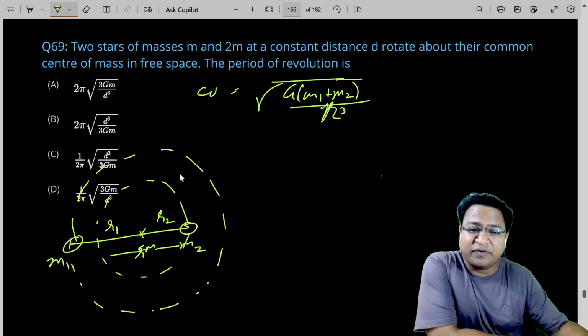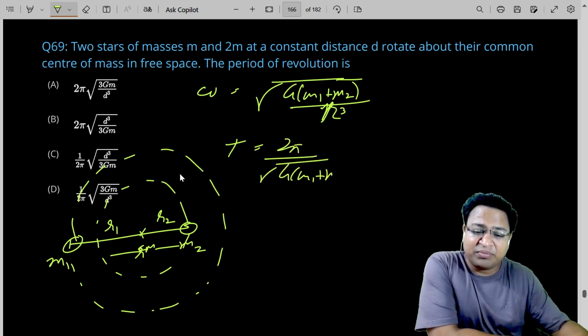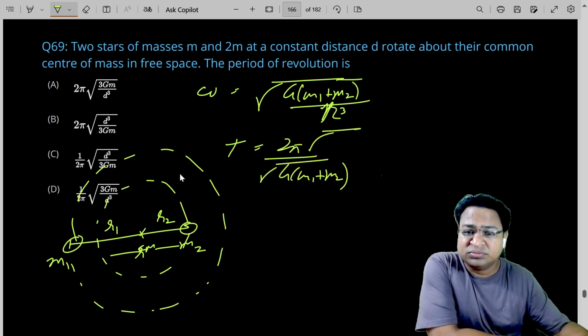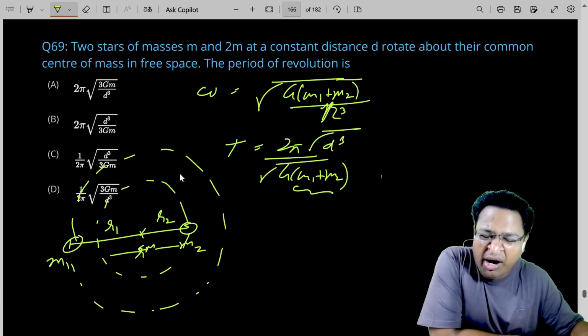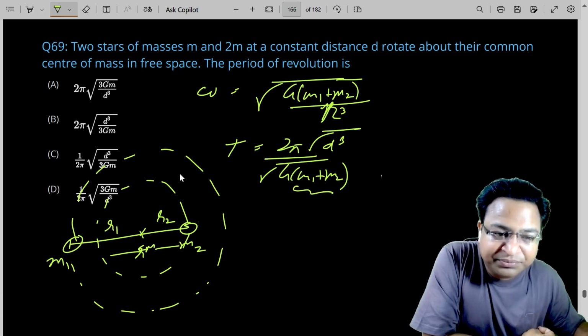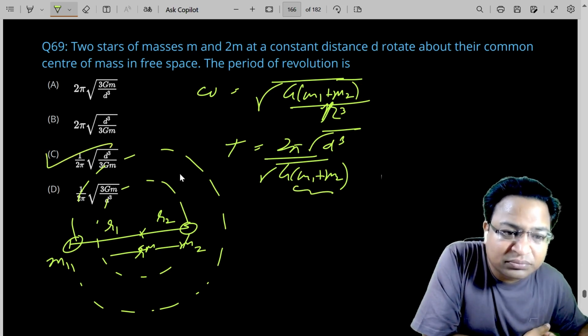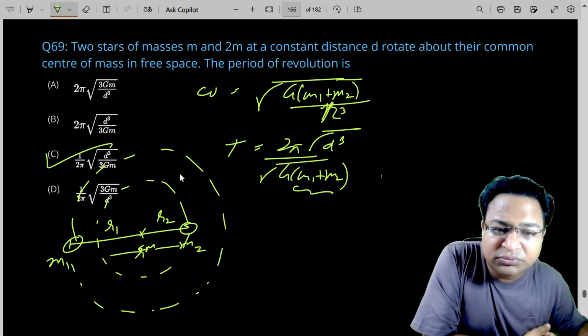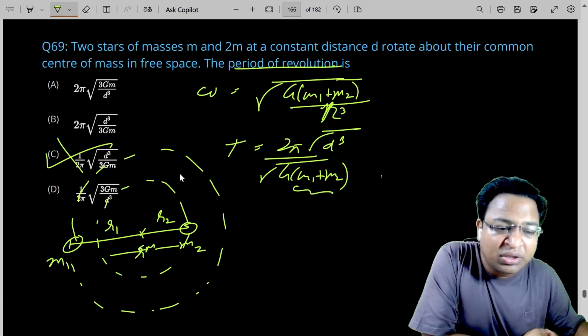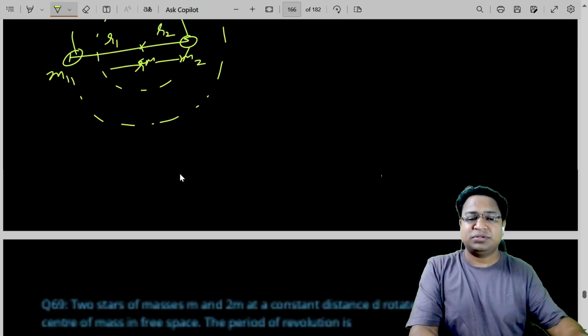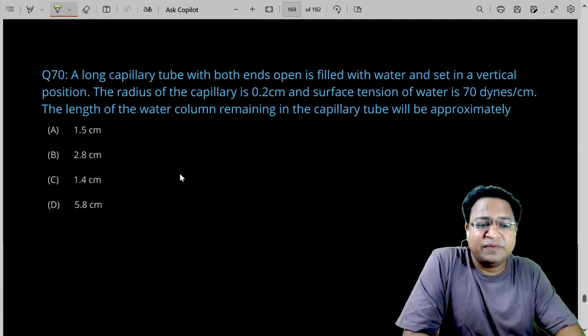Now the question is asking for the period of revolution. So the period of revolution is 2 pi by omega. So it becomes root of G M1 plus M2, and root of R cube or D cube. This will become 3M. I think C option looks to be the right answer. No, not C. We are writing the period of revolution, so 2 pi will be in the numerator. B option looks to be the right answer. Okay. Next, we go to question number 70.